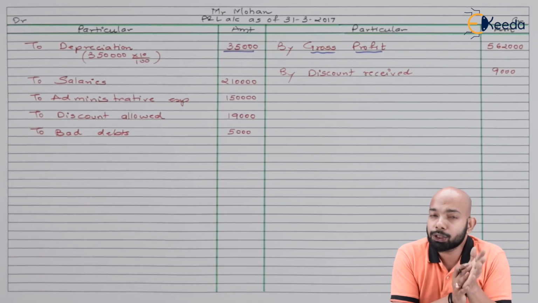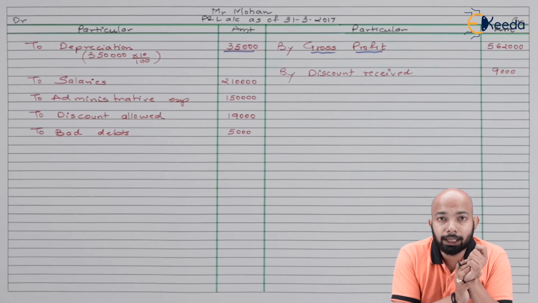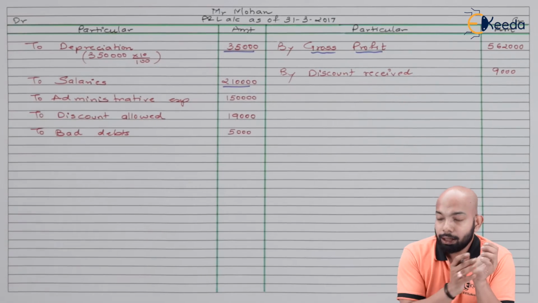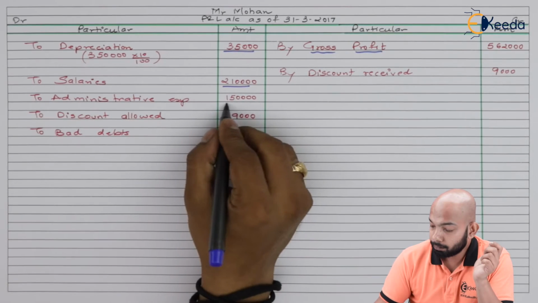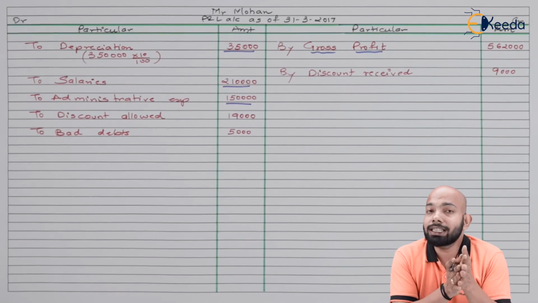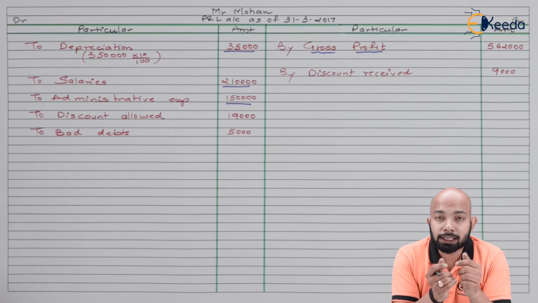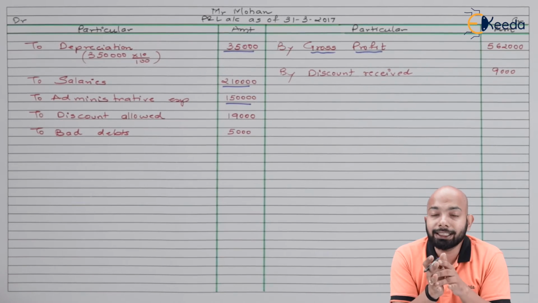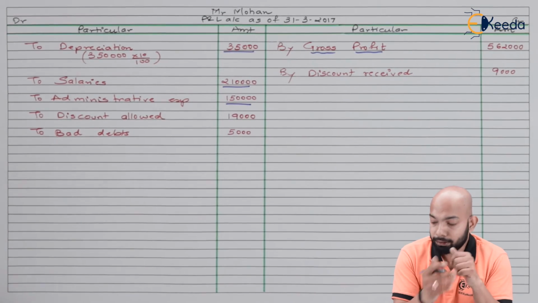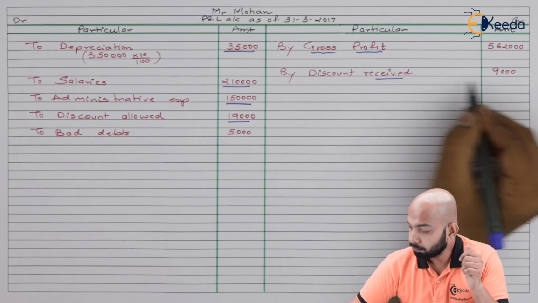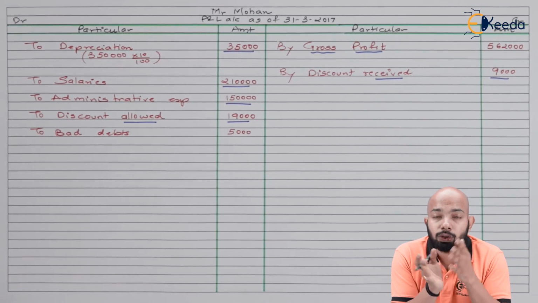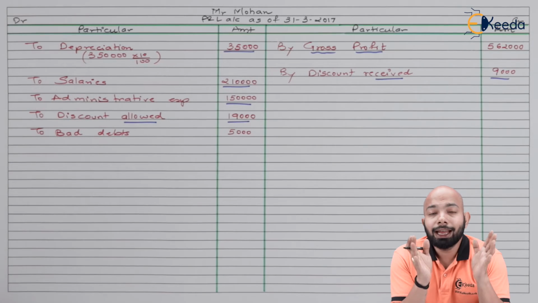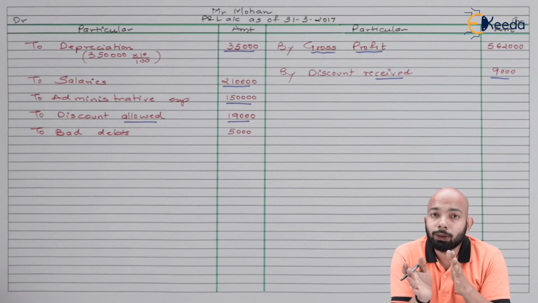Next is salaries, which is already mentioned in the trial balance, 2,10,000. Administrative expense, 1,50,000 has been taken. Discount allowed is 19,000. It's an expense for us. Similarly, discount received is 9,000, which has been mentioned on the credit side. Bad debts amounted to 5,000, which has been taken into consideration. And with this, the profit and loss account has been prepared.